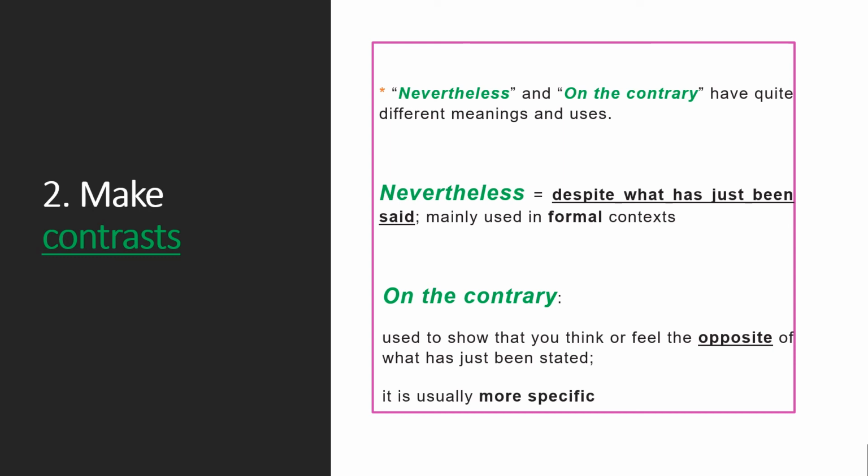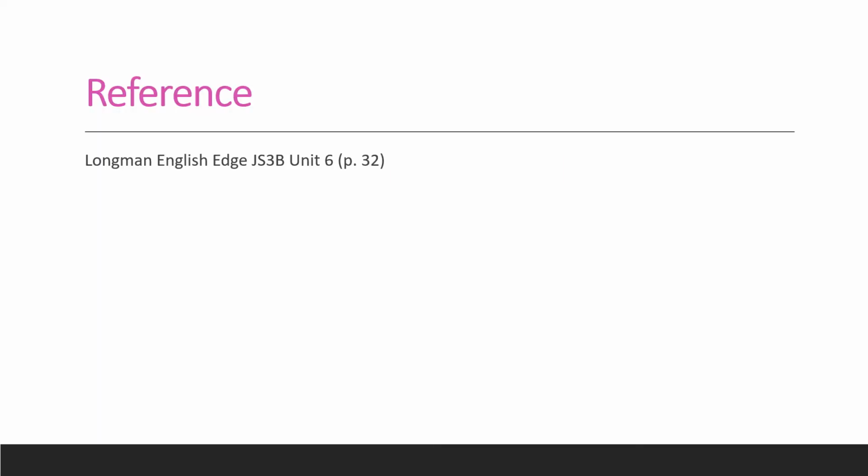So nevertheless is used when the idea in the second sentence is not expected. But on the contrary is used when the idea in the second sentence is the exact opposite of the idea in the first sentence. For more information, you may refer to your textbook 3B, Unit 6, page 32. Great job! You have learned more about connectives, showing comparisons and contrasts.